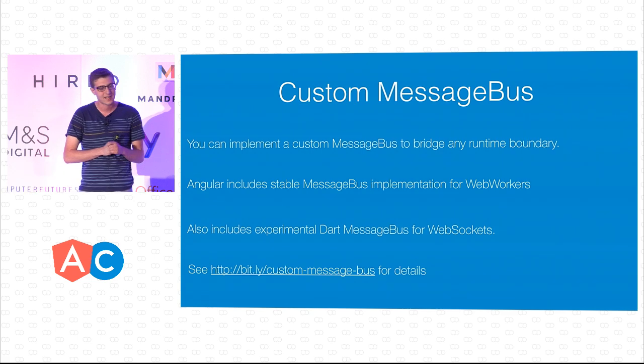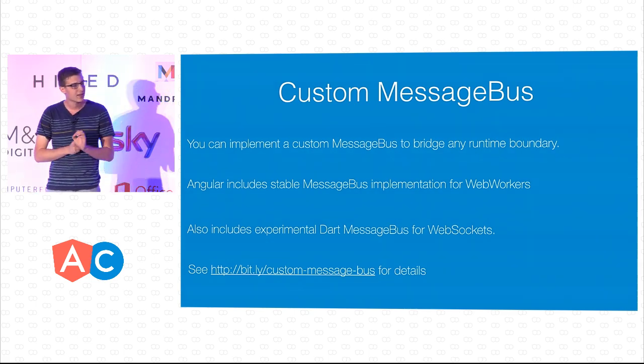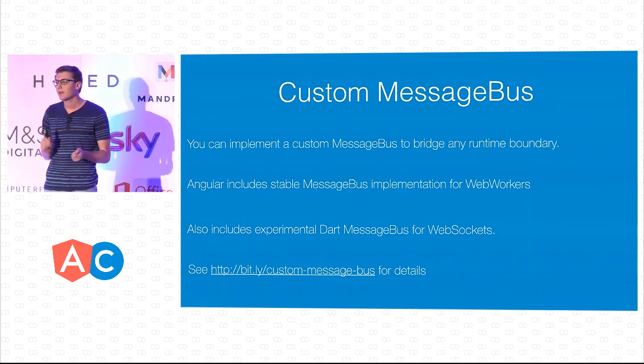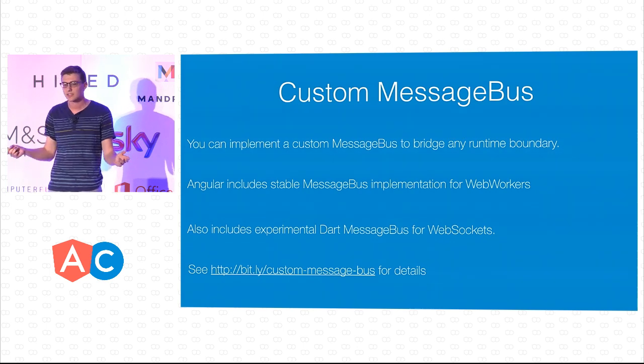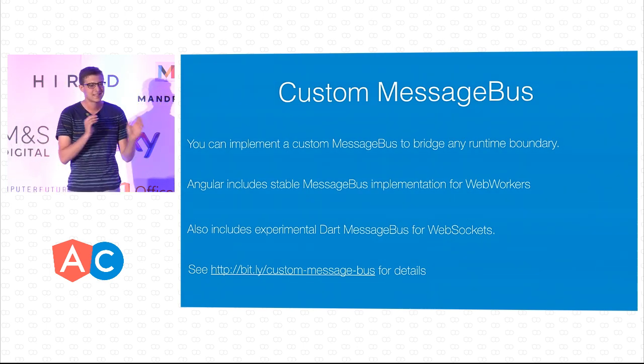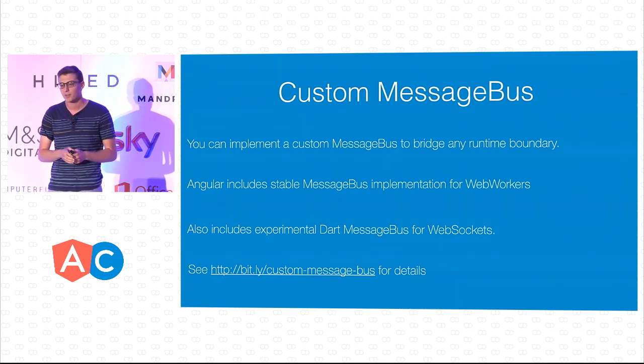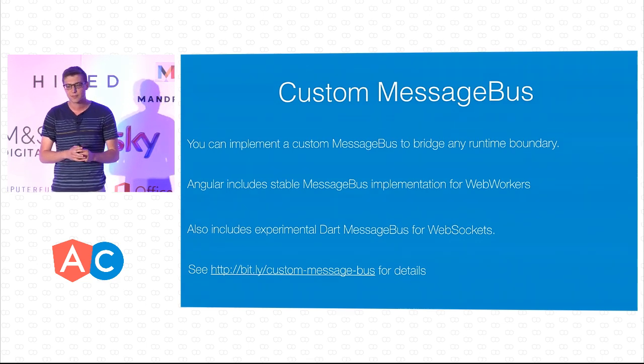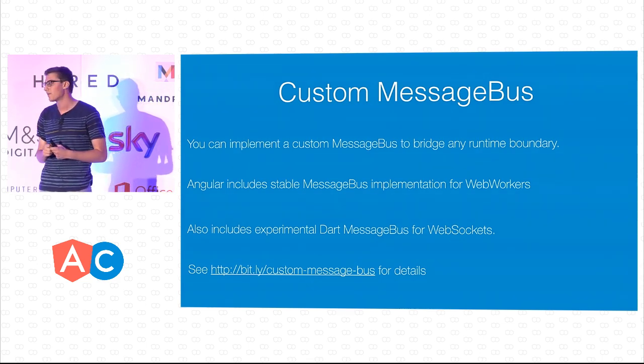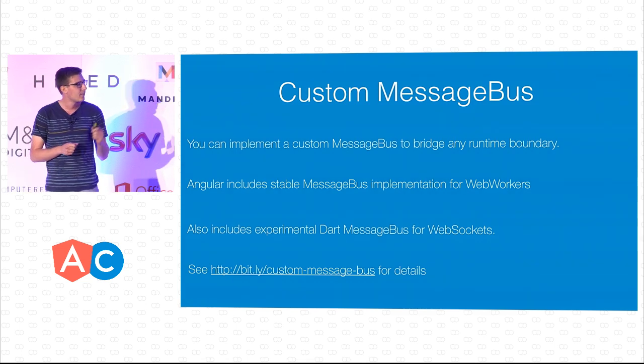And I'll show you why I did that in a second, because I think it's really cool. But you're not limited to those message buses. If you have some custom runtime boundary, whatever your stack looks like, that you would like to run part of Angular in some place that doesn't share memory with another part, you can write your own message bus to bridge that gap. It's pretty technical. It's pretty involved. I'm not going to go into it right now. But you can go to the bit.ly link for more information.